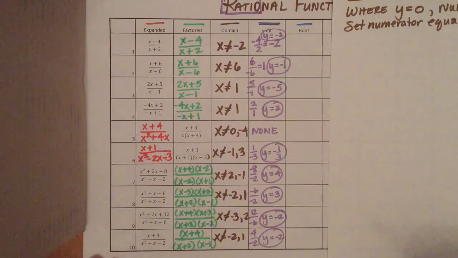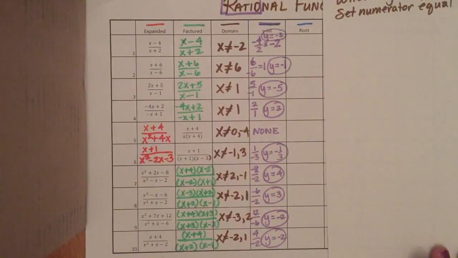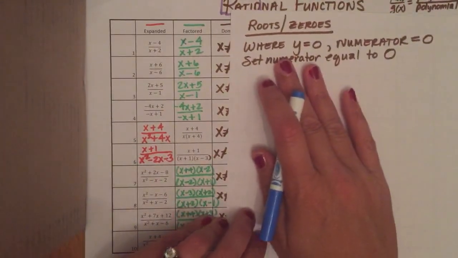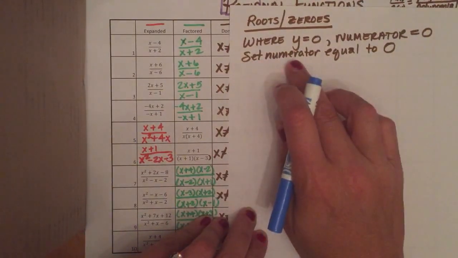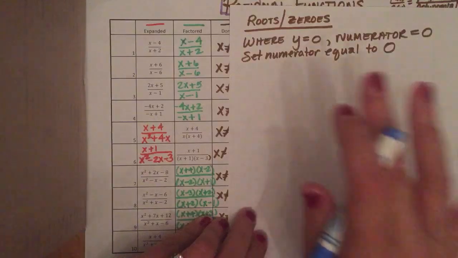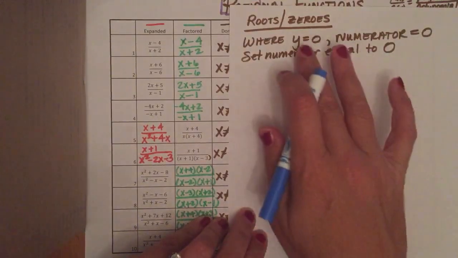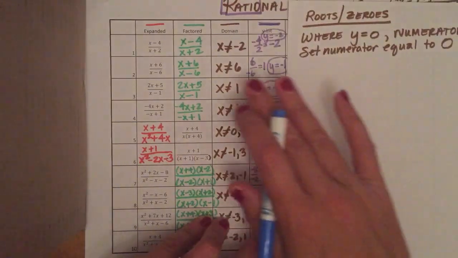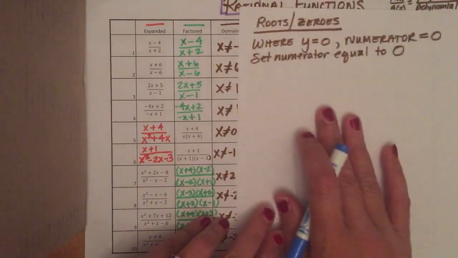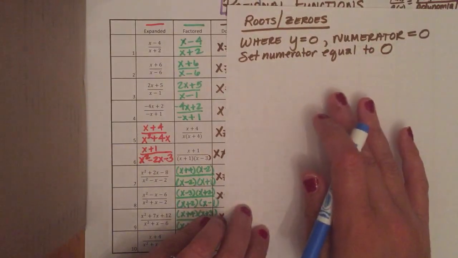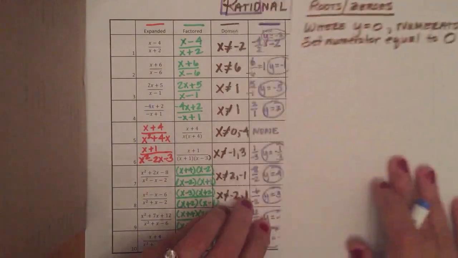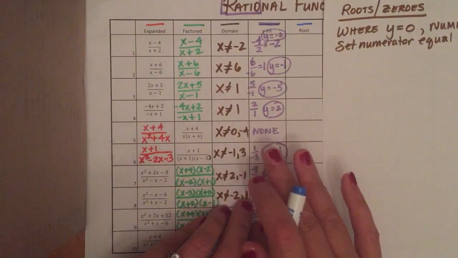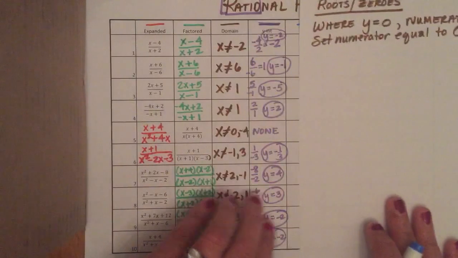For rational functions, it's where y equals 0. You're going to set the numerator equal to 0 and find out what x values give you a y value of 0. We just found the y-intercept by making x equal to 0. Now we're going to find the x-intercept by making y equal to 0. And these are actually pretty simple. So let's look at the first one.